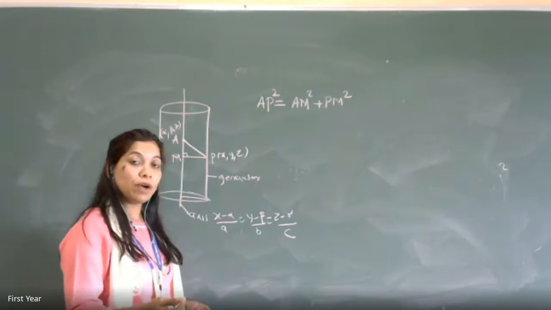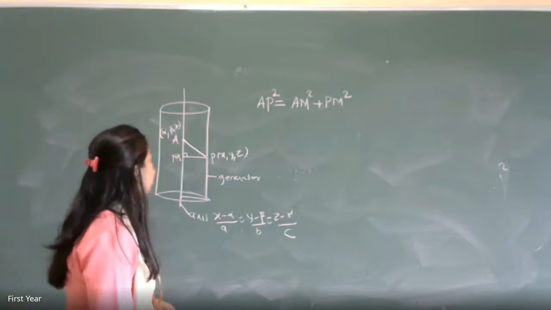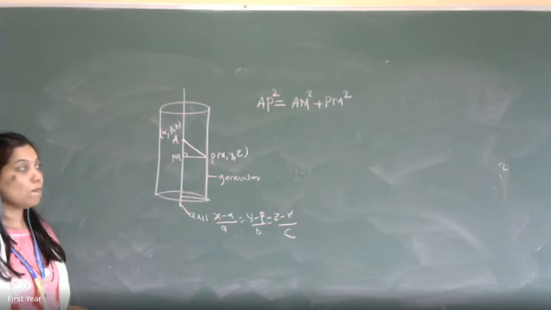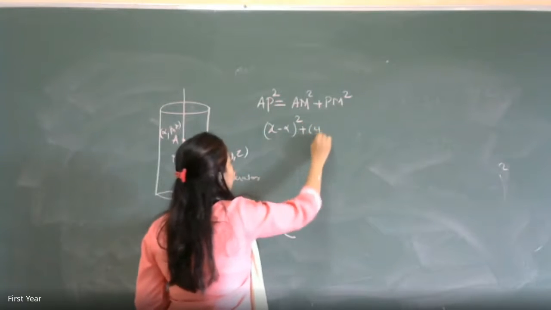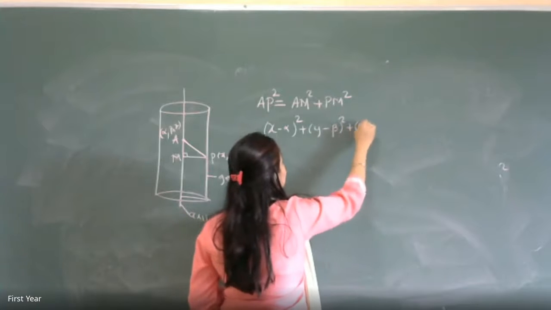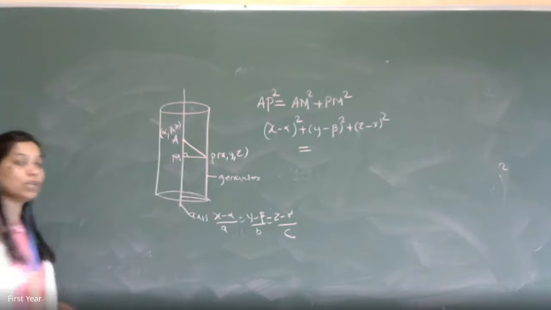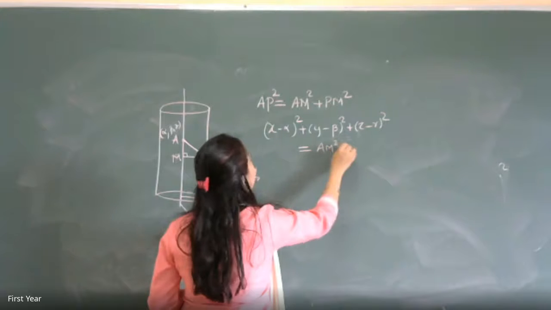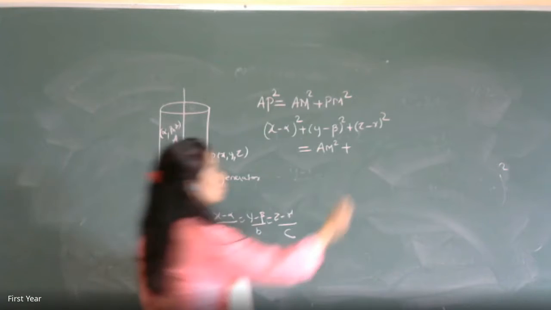Now, what is the next job? To identify what is AP, what is AN, and what is PN. How do you find AP square? Distance between 2 points. Absolutely. So it is x minus alpha the whole square plus y minus beta the whole square plus z minus gamma the whole square is equal to AN square. AN is the projection. Absolutely. And what is PN? PN is the radius of the cylinder. So that is r square.